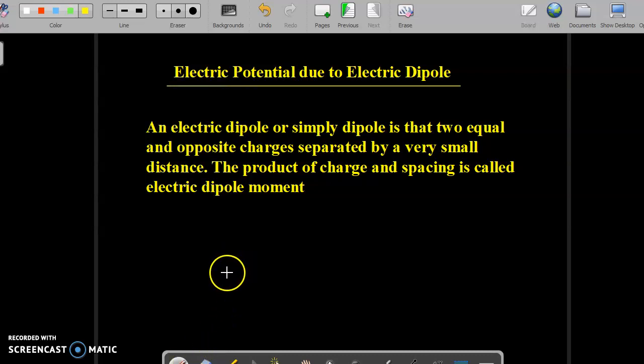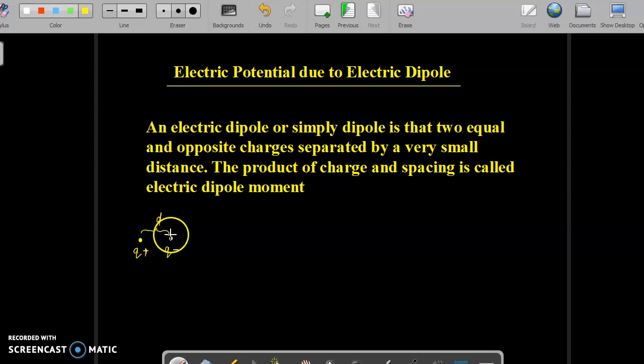So in this topic, electric potential due to electric dipole. An electric dipole is two equal and opposite charges separated by a very small distance. See, this charge is Q plus, this charge is Q minus. These are equal and opposite charges, Q plus and Q minus. They are separated by a very small distance.